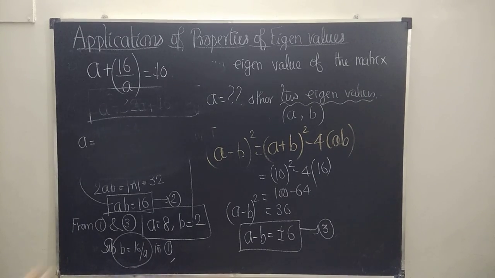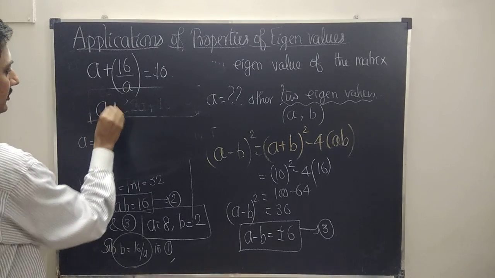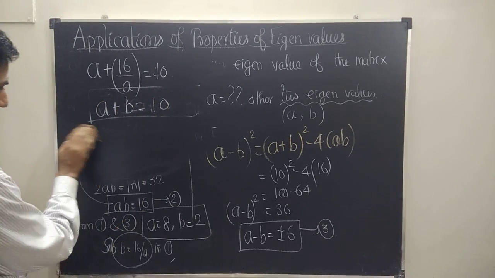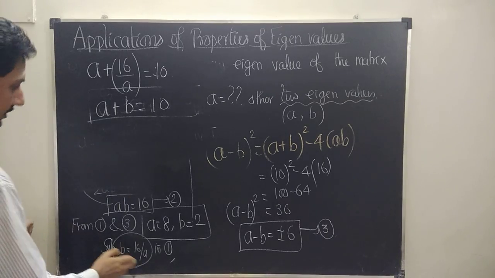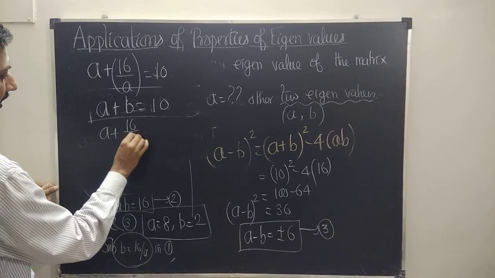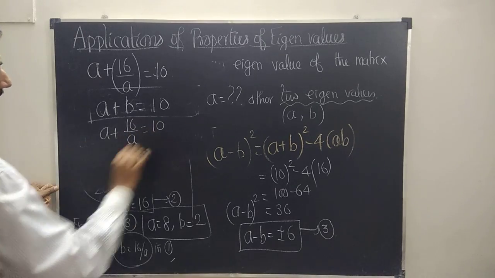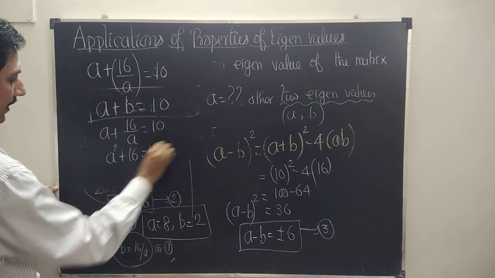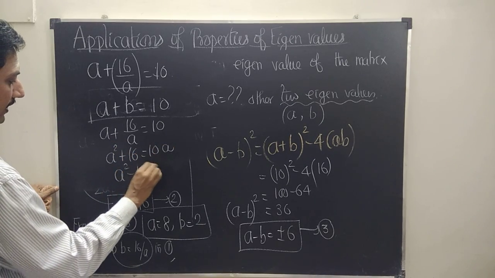This equation is A plus B is equal to 10, isn't it? A plus B is equal to 10. That is equation number 1. Now substitute B is equal to 16 by A in this equation number 1. We get A plus 16 by A is equal to 10. By taking A as LCM, we get A squared plus 16 is equal to 10A. Otherwise, A squared minus 10A is equal to 16.